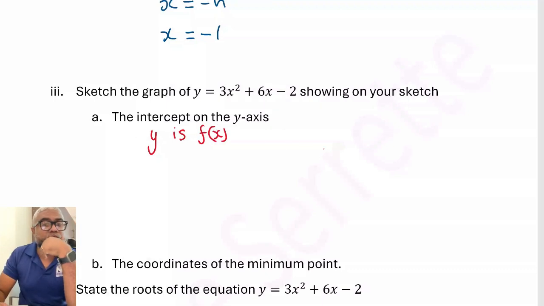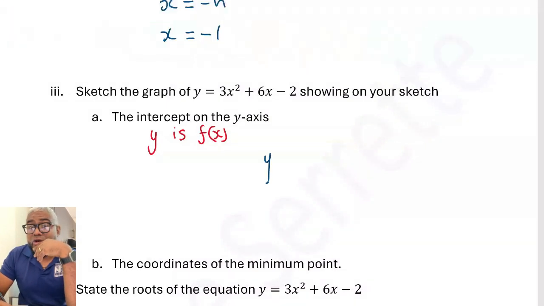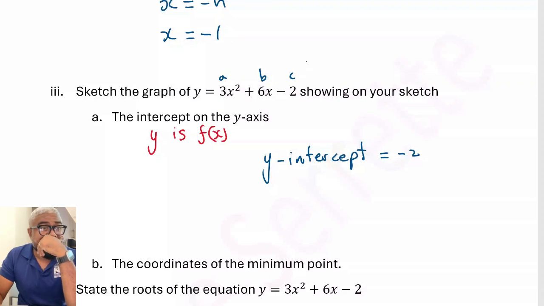Who can remind me what y-intercept is given by? C. Excellent. So your y-intercept is C. What's C? Negative 2. Remember, this is A, B, and C. Right? Hill, lock in. You good here, Hill, or you lost? You're good? All right. Y-intercept is equal to negative 2.